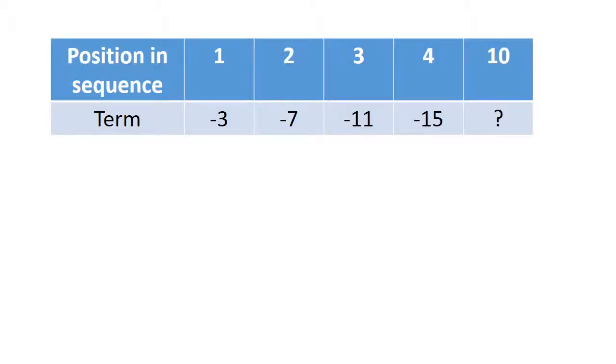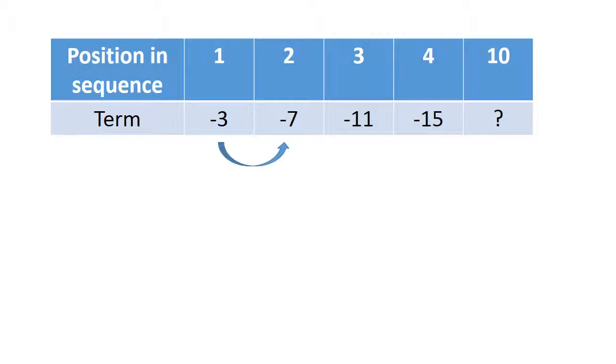Let's look at the next table. We have position in the sequence 1, 2, 3, 4, and then we skip a lot and we have 10. We have position in the sequence number 1, the term is negative 3, 2, negative 7, 3, negative 11, 4, negative 15, and 10, we have a question mark.